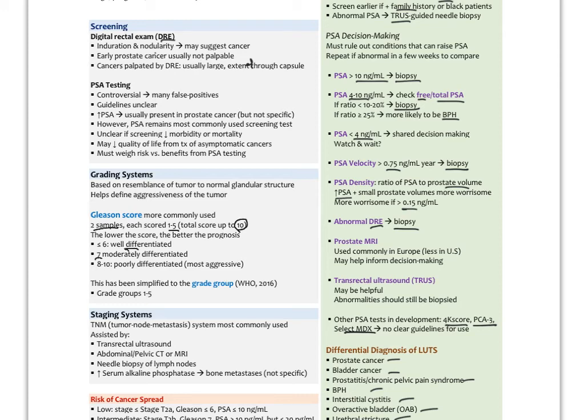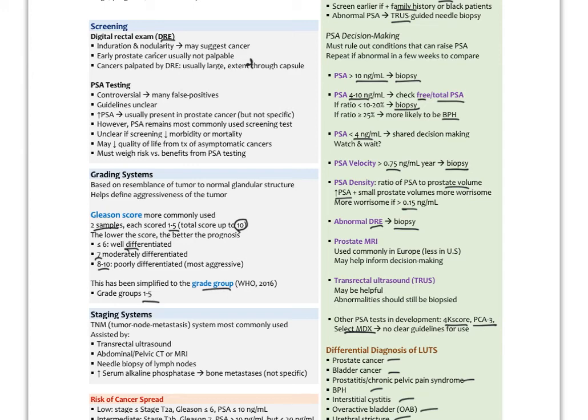A Gleason score of 7 means a moderately differentiated cancer, and 8 to 10 is poorly differentiated. These are the most aggressive and need more active treatment. The WHO in 2016 proposed a new classification system called the grade group, with groups 1 to 5. Same thing: the lower the score, the less aggressive the cancer.